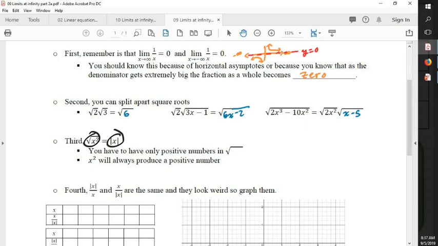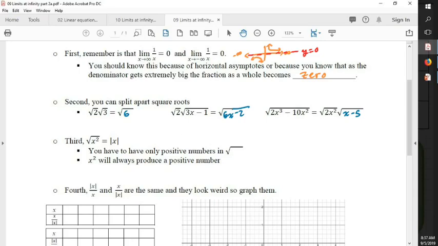So in this one, I could plug in negatives, and in this one, I could plug in negatives, because over here, the squared gets rid of the negative, and over here, the absolute value bars get rid of the negative. And so this equals this. If you were to simplify this, you need to make sure you put absolute value bars around that. You have to have only positive numbers in this. That's what I just said. x squared will always produce a positive number. That's why you have to have absolute value bars.